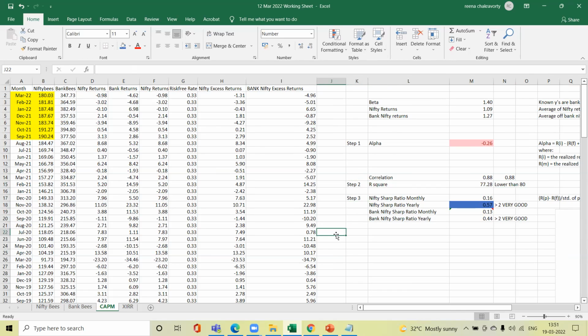Given a choice of only one, I've given only the choice of Nifty BeES and Bank BeES. So you are selecting Nifty BeES because there is no alpha in Bank BeES, it's a negative alpha. If alpha is positive, then we would have looked at R squared. Because alpha is negative, there is no point in looking at R square. Then coming back to the Sharpe ratio, Nifty has a higher Sharpe ratio. So I choose Nifty versus Bank Nifty because there is no alpha in Bank Nifty and the Sharpe ratio is high for Nifty.